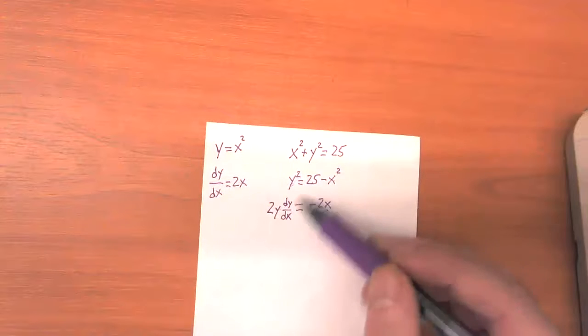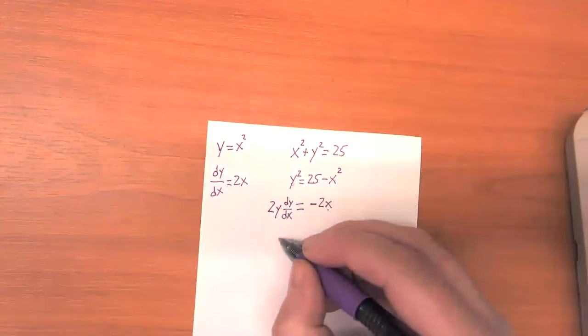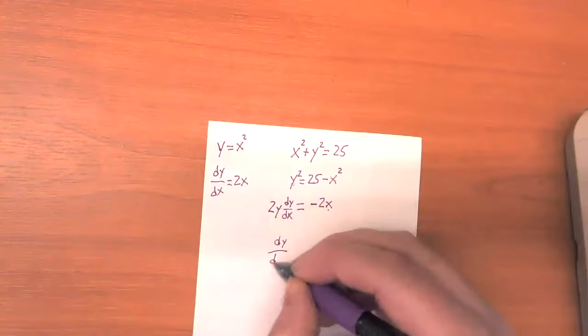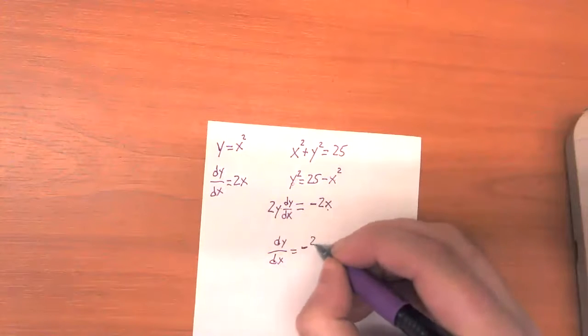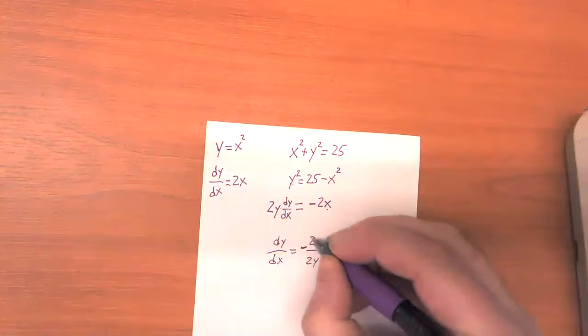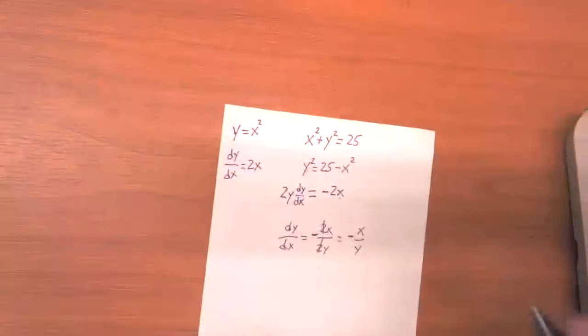And then to find dy dx, we just need to solve this equation for dy dx. So we get that by dividing both sides by 2y, and we get negative 2x over 2y. The 2's cancel out, and so that becomes negative x over y.